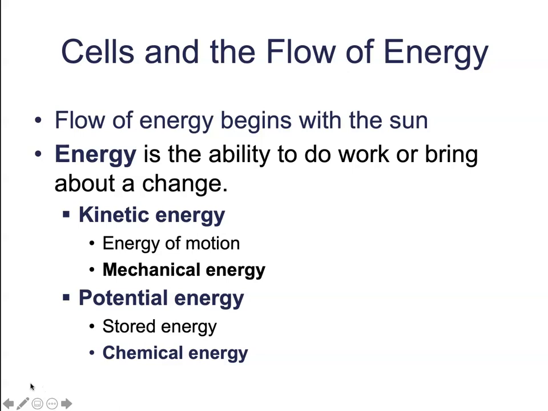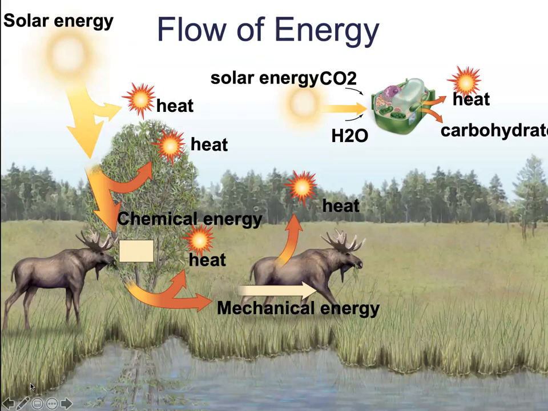The food that you eat is potential energy. It's energy that has not yet been turned into kinetic energy, or mechanical energy. So the food you eat is stored energy, stored in the form of chemical energy. Carbohydrates are going to be our primary form of stored energy. When you walk or run or lift your pencil to take notes, you're turning that stored chemical energy into kinetic, mechanical energy. So here we have a diagram that just shows the flow of energy through the environment.